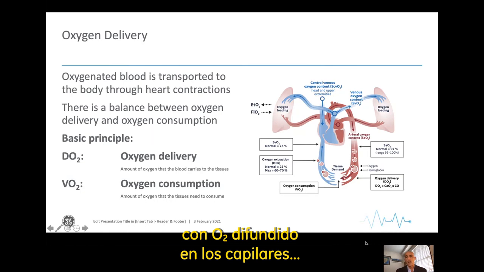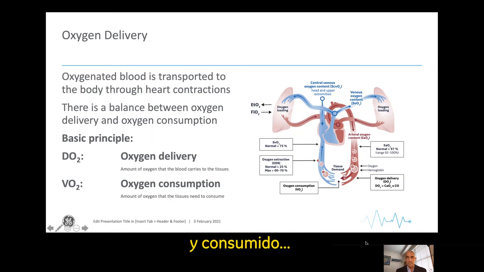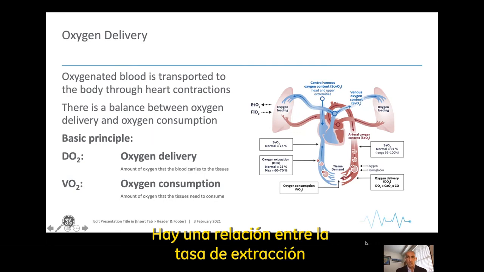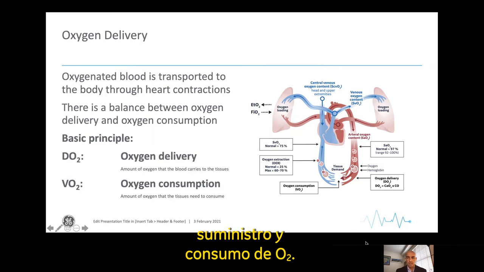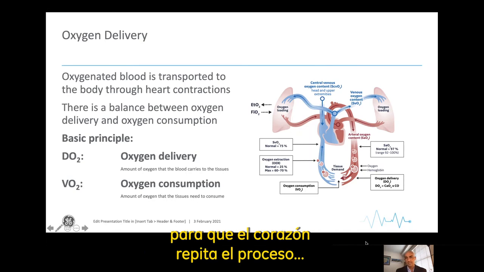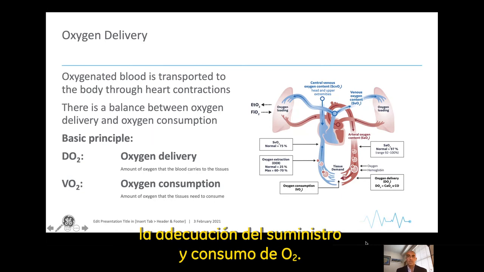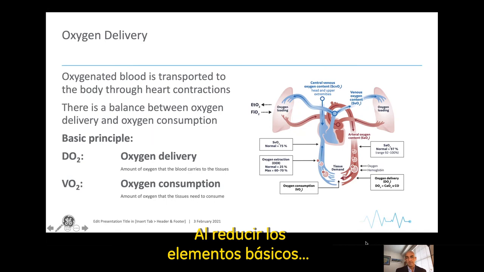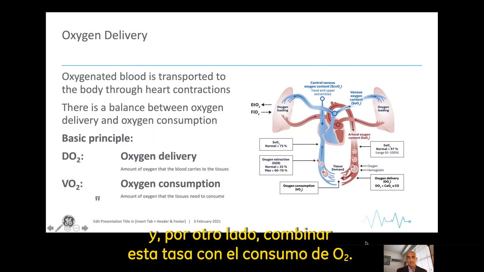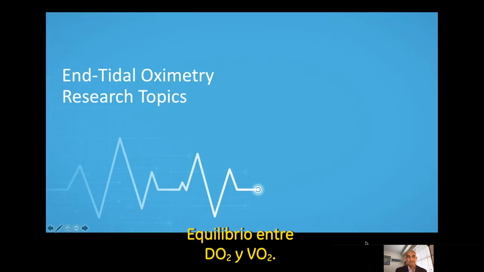And then now at the 6 o'clock position, as oxygen is being diffused across the capillary and being consumed, there is a certain level of extraction ratio and there is a certain level of consumption. And there's a relationship between oxygen extraction ratio, the oxygen delivery, and oxygen consumption. Once the blood is now returning as venous circulation back to the heart to repeat this entire process, you will have SvO2, which is the venous surrogate of SaO2. And that is another means to measure the adequacy of oxygen delivery and oxygen consumption. But boiling it down into its simplest terms, there needs to be a balance between the delivery of oxygen and the consumption of oxygen, or DO2 and VO2 balance.